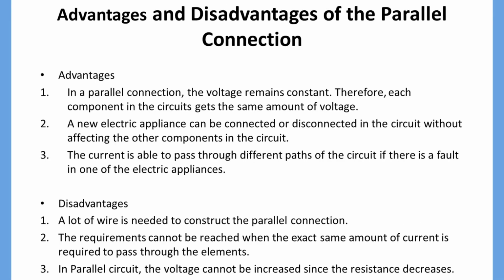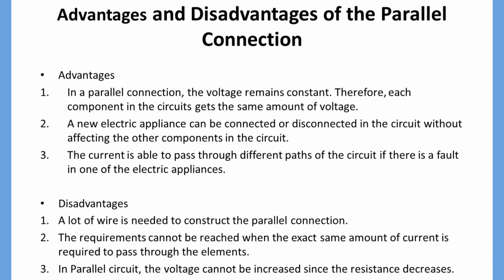Now move to the advantages and disadvantages of the parallel connection. Advantages. 1. In a parallel connection, the voltage remains constant. Therefore, each component in the circuit gets the same amount of voltage. 2. A new electric appliance can be connected or disconnected in the circuit without affecting the other components in the circuit. 3. The current is able to pass through different parts of the circuit if there is a fault in one of the electric appliances.